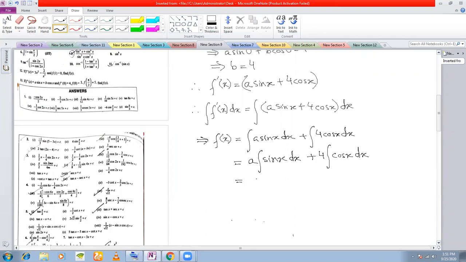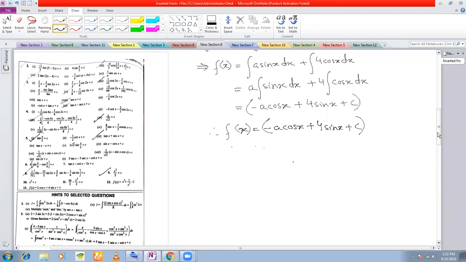Now what is the integration of sin x? It is minus cos x. And what is the integration of cos x? It is sin x. And plus c. You have a constant of integration. So this is what you are getting as the value of f x. Therefore f x is equal to, not f dash x, it is f x. Therefore f x is equal to minus a cos x plus 4 sin x plus c. Okay.